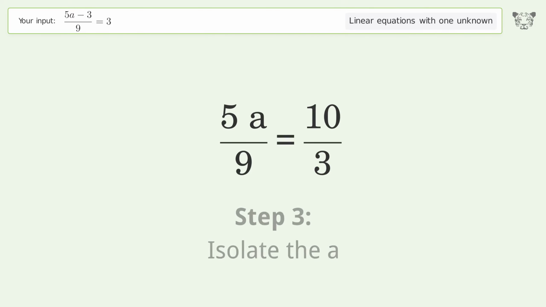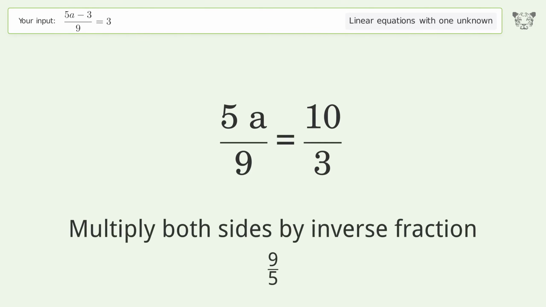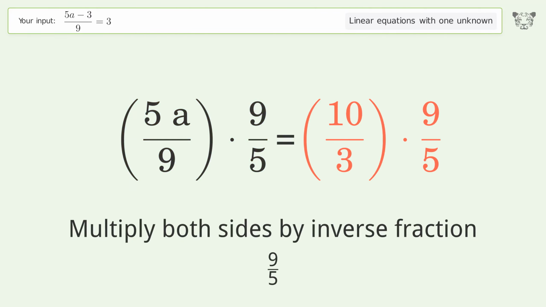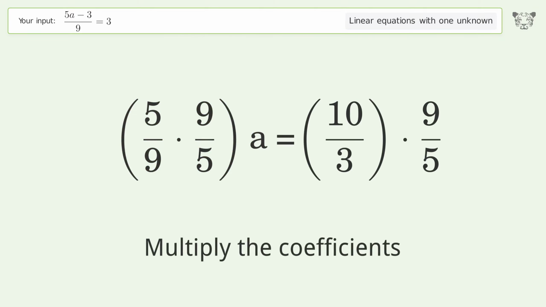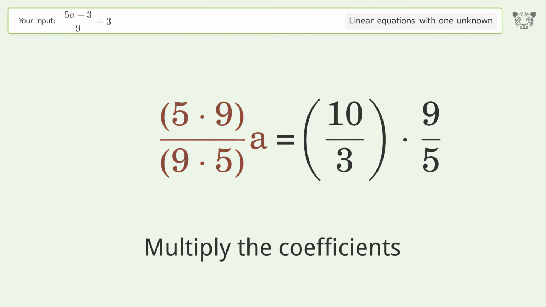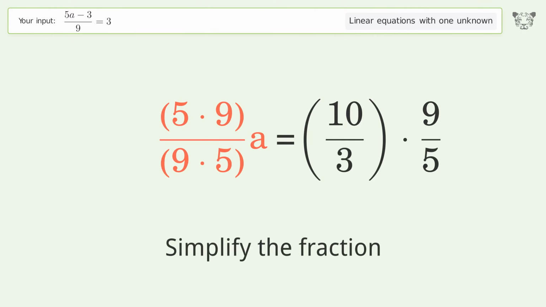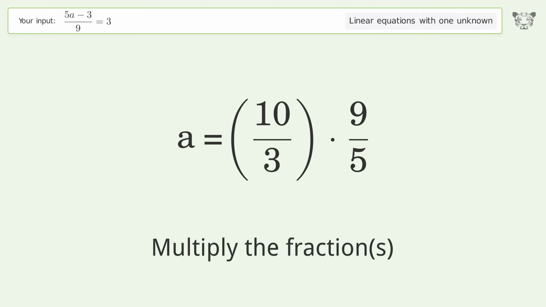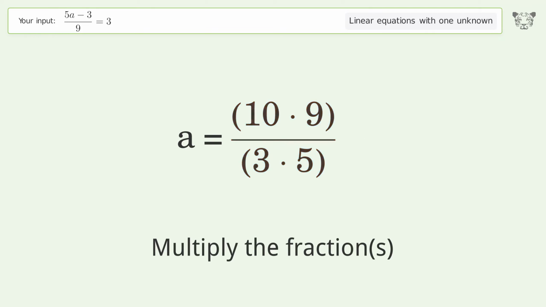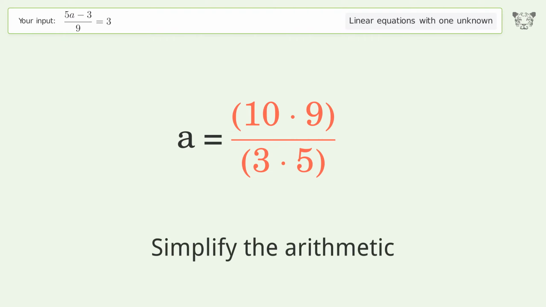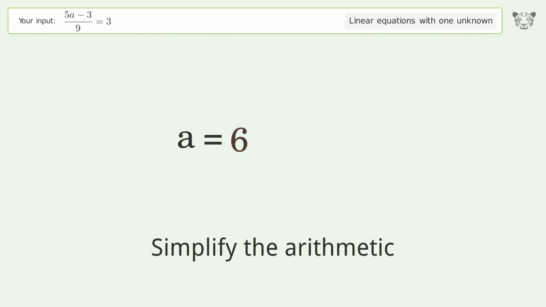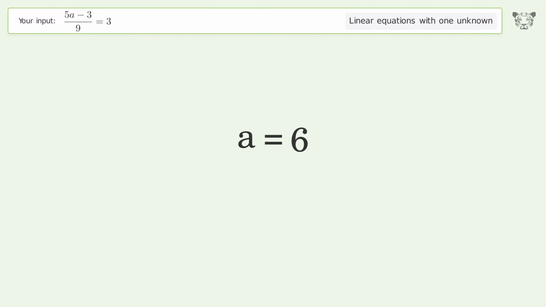Isolate the a. Multiply both sides by inverse fraction 9/5. Group like terms. Multiply the coefficients. Simplify the fraction. Multiply the fractions. Simplify the arithmetic. And so the final result is a equals 6.